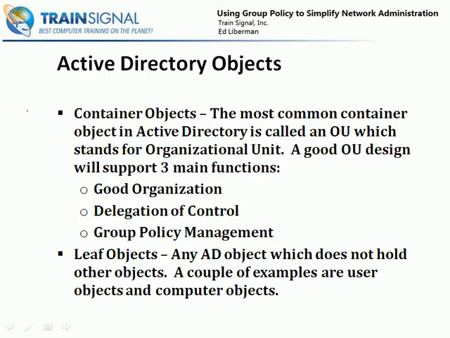Next, let's take a look at the objects within the Active Directory database. Now, there's two different types of objects. We have container objects and leaf objects. And as I mentioned before, a leaf object is going to be any object that does not hold any other objects. Okay, so a couple examples would be either users or computers. But now container objects do hold other objects, and the most common type of container object is something called an OU, which stands for Organizational Unit.